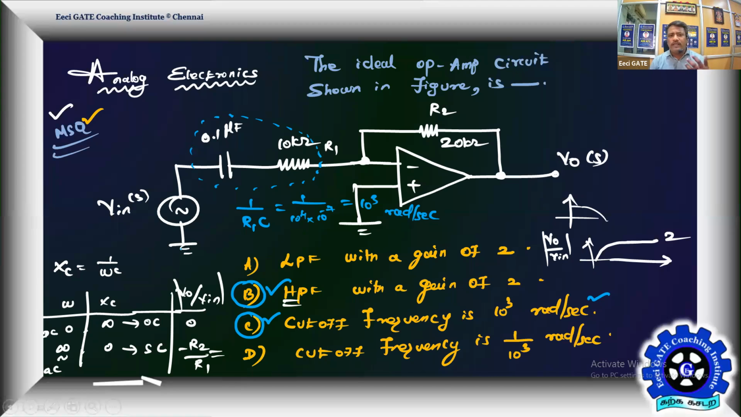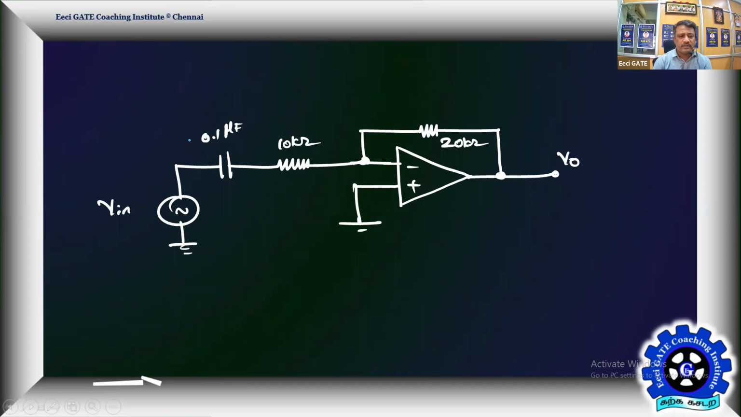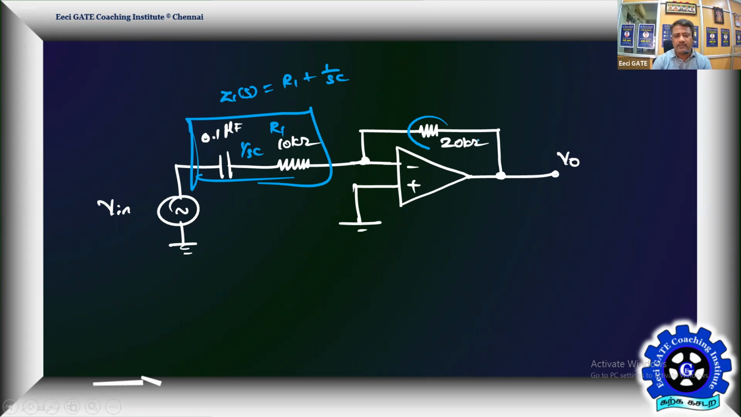If you want to go by the formal way, then you have to take this as Z1 of S and this as Z2 of S. Z1 of S is R1 in series with 1 by SC, so Z1 of S is R1 plus 1 by SC. And this is Z2, which is equal to R2.